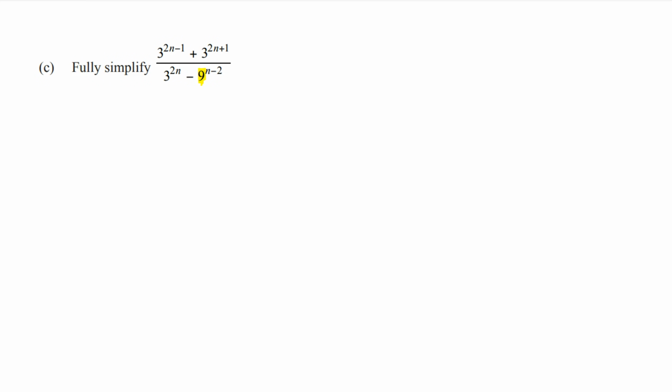So the first thing I want to show you guys is that 9 is equal to 3 squared, right? So then we can rewrite 9 to the power of n minus 2 as 3 squared to the power of n minus 2. So 9 to the power of n minus 2 can be written as 3 to the power of 2n minus 4. All right, that's the first step that you want to have.